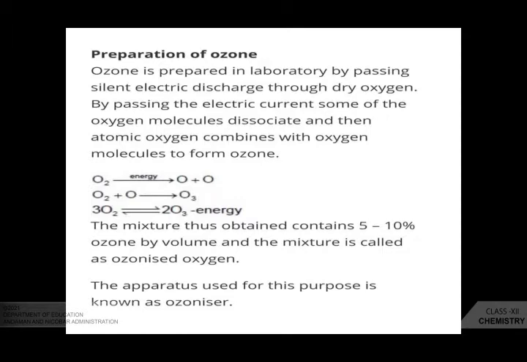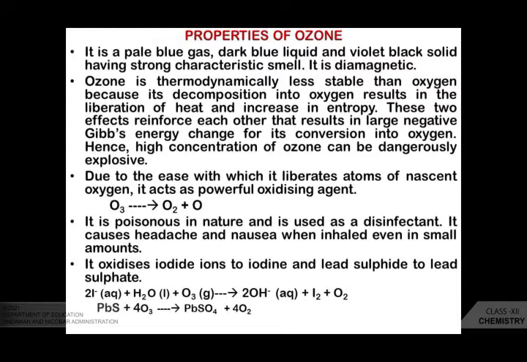The mixture thus obtained contains 5 to 10% ozone by volume, and the mixture is called ozonised oxygen. The apparatus which is basically used in the laboratory for the preparation of ozone is named the ozonizer. Children, these are some important properties of ozone. You can see the slide, children.